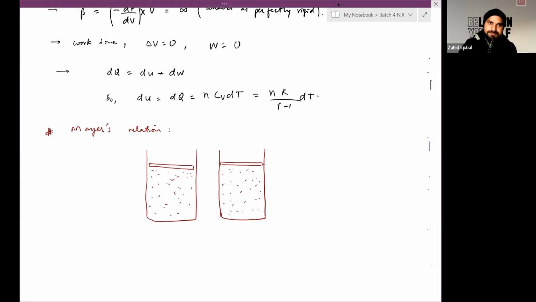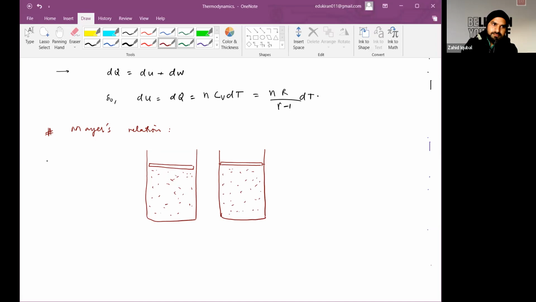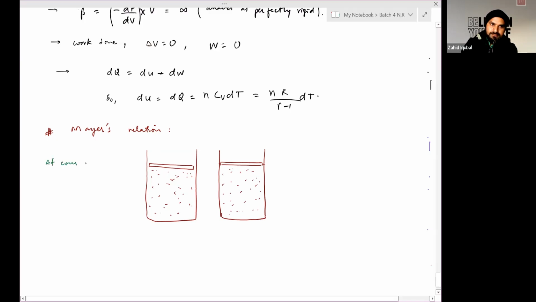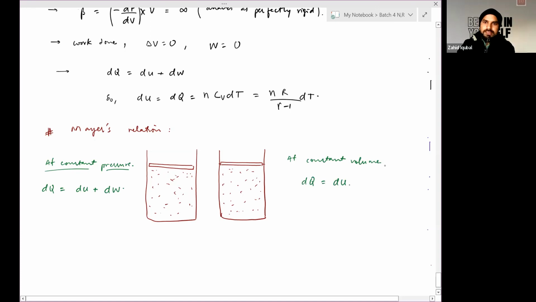So in the first part, at constant pressure, the amount of heat supplied must be utilized in changing internal energy as well as doing work. But in the second part, at constant volume, the amount of heat supplied to the system is utilized only in changing internal energy, since work done in this case at constant volume will be 0.